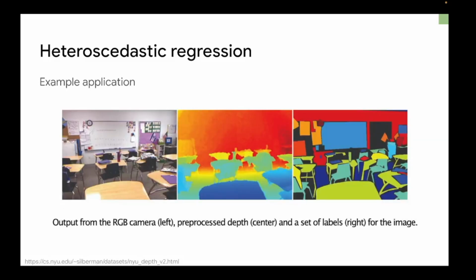Some example applications in computer vision: if you're trying to predict the depth of a scene, then you can try to get pixel-wise depth, right? And depth is a continuous variable. So there you can also try to have some kind of continuous uncertainty estimate for every different pixel.